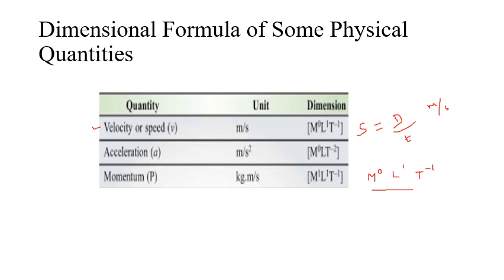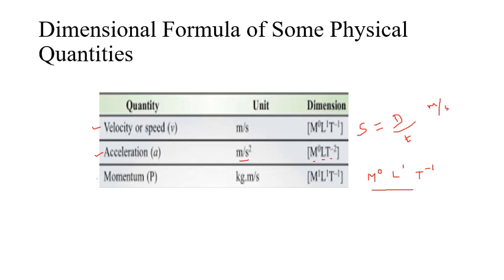Similarly, let's see the next physical quantity, acceleration. What is the SI unit? Meter per second squared. Here also mass is 0, length is 1, and time is T power -2 because it is second squared, right? So it is in the denominator, so T power -2. This is how you have to mention the dimension of a particular physical quantity.